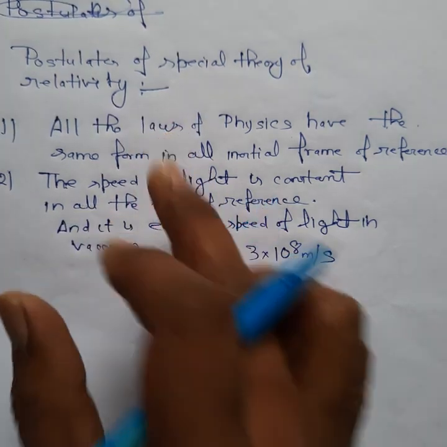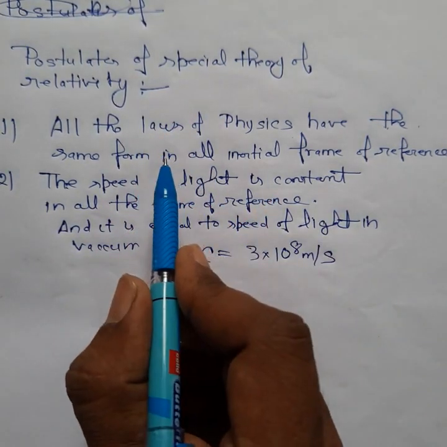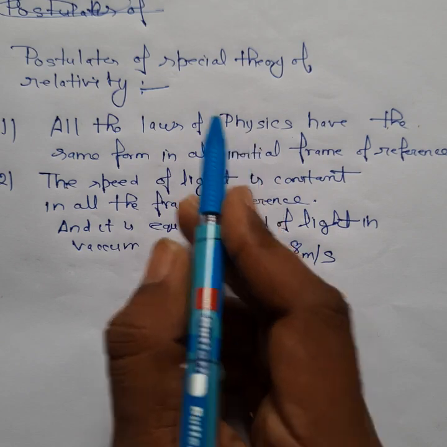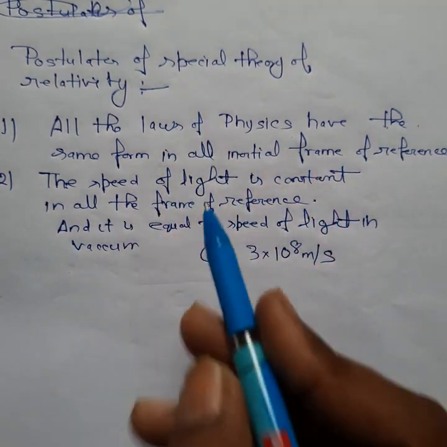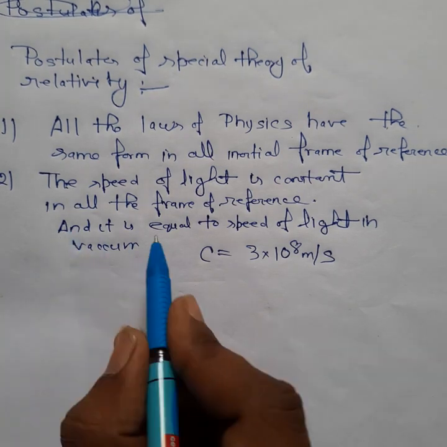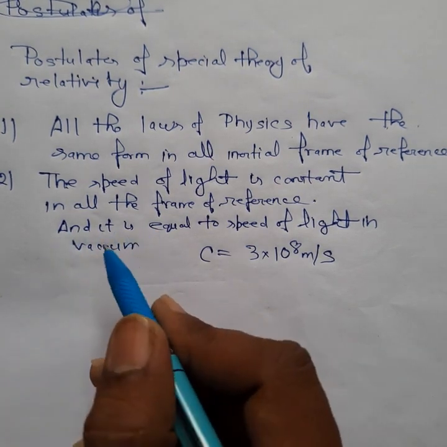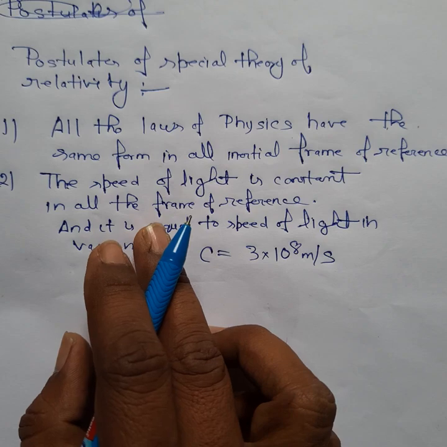So you see that the first postulate is the extension of the Galilean hypothesis of invariance or the Newtonian principle of relativity, while the second postulate is based on the experimental fact of the Michelson-Morley experiment.